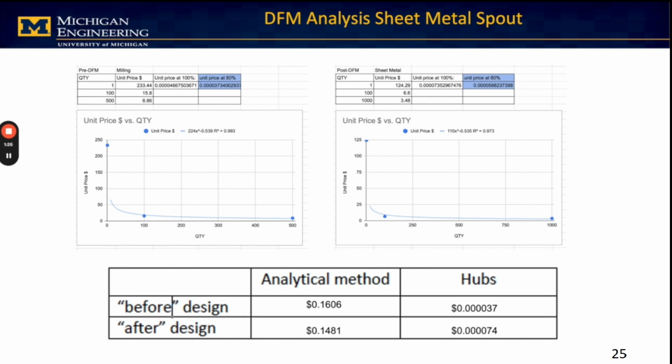Unfortunately, with the Hubs quotes being different, as the two had different manufacturing methods, we can see that it costs more per part in the after design than the before design.